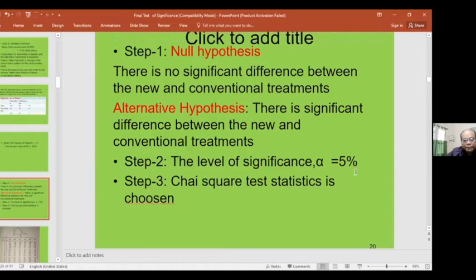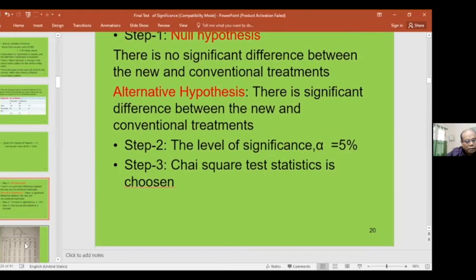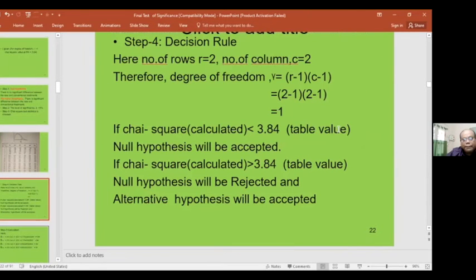So at 5% for degree of freedom 1, if the calculated value of chi-square is less than 3.84, accept the null hypothesis. If the calculated chi-square is greater than 3.84, reject the null hypothesis. Again, let me tell you, some senior research scholars want you not to say accepted. Use the words not rejected instead; the most preferable term they suggest is not rejected. Okay. Now, calculation.